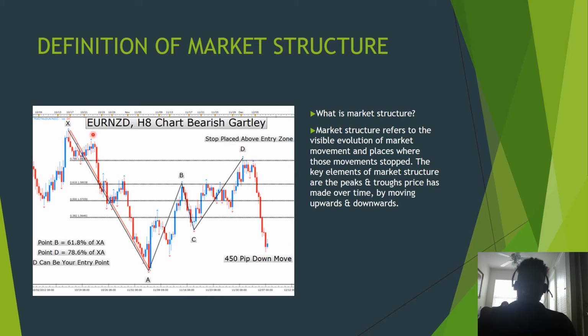So therefore, based on what we've learned, the downtrend consists of the lower highs and lower lows. The uptrend consists of the higher highs and higher lows. The downtrend consists of the lower highs and lower lows, and then after that, higher highs and higher lows. Sorry about that.